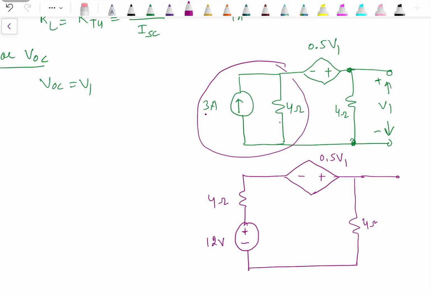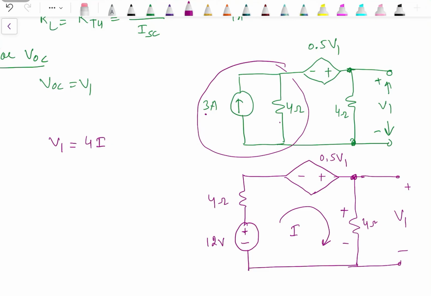Four ohm, and this one is voltage V1. Now it's very simple problem. Let's say current is I. So V1 is equal to 4 into I. This terminal is positive, this one is negative as per direction of I. Same polarity. So V1 is 4 into I.